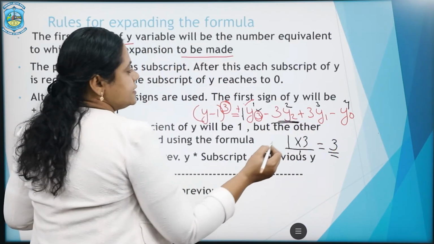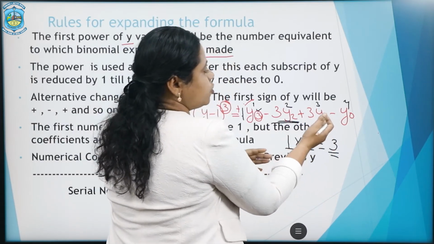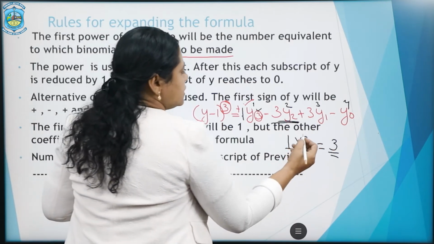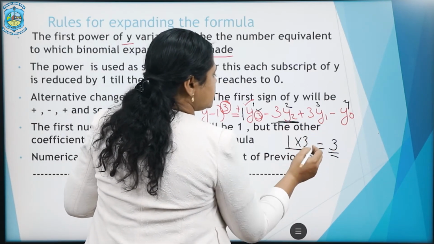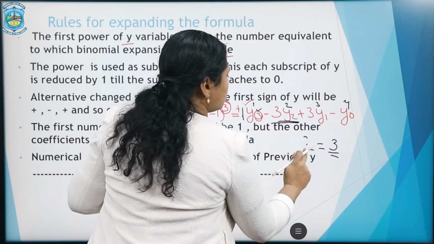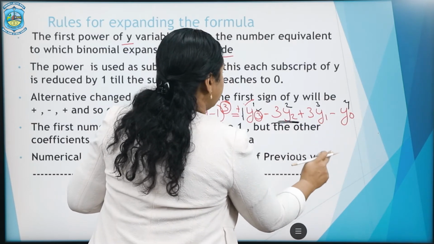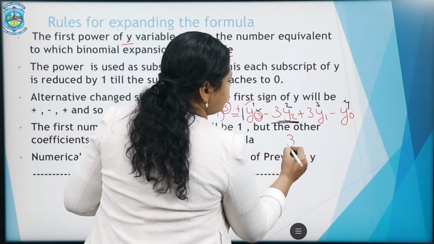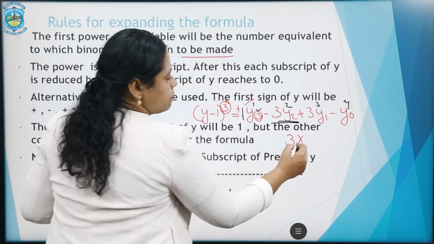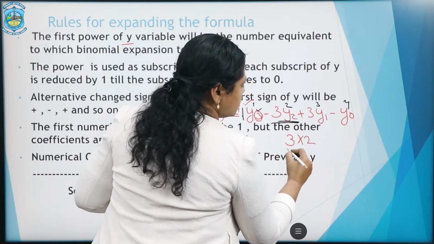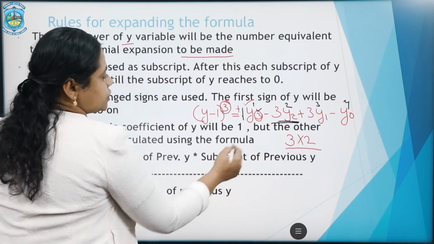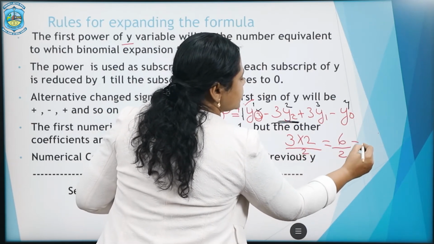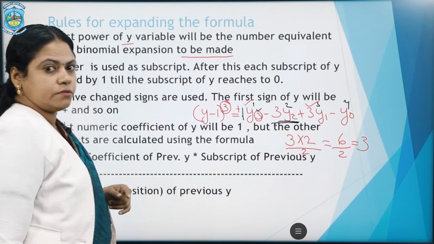Okay, so in this one, for calculating the numerical coefficient of the third term, you have to consider the second term. Let's see, the third term is to be calculated. So the numerical coefficient of the previous y is 3, and the subscript of the previous y is 2, divided by the position, which is 2. Now it is 6 divided by 2, that is equal to 3. We got this 3 also.